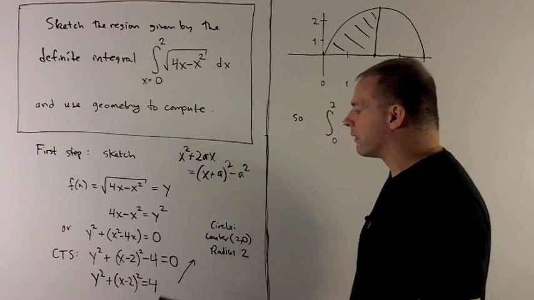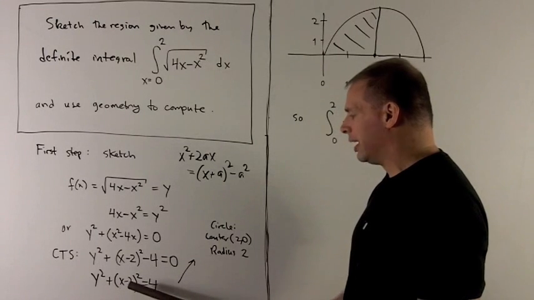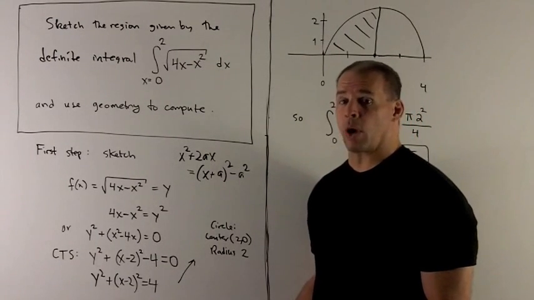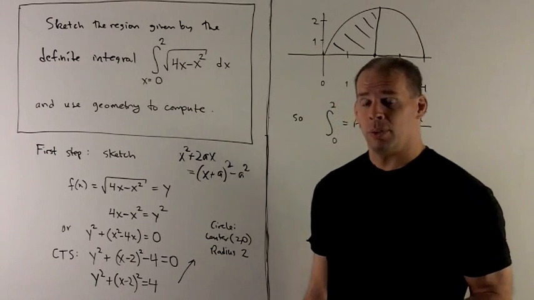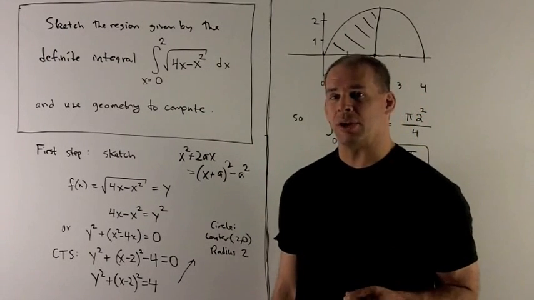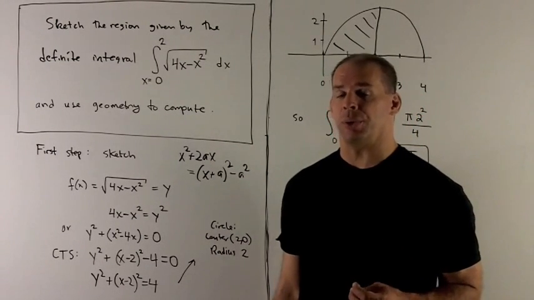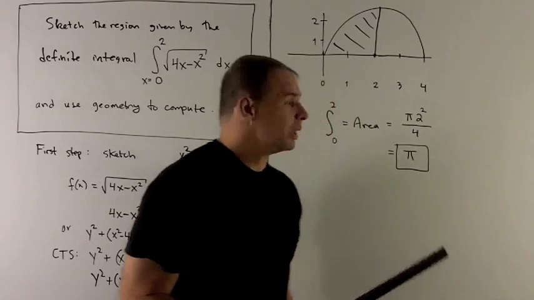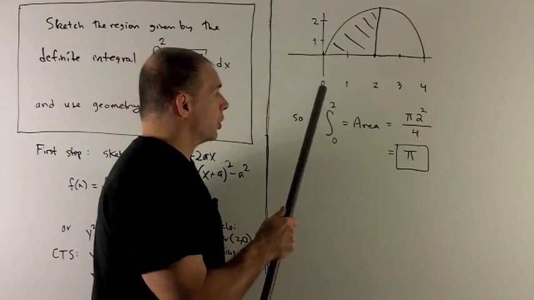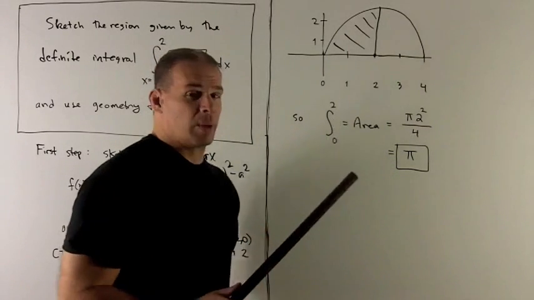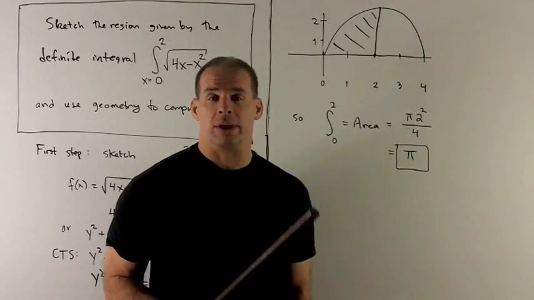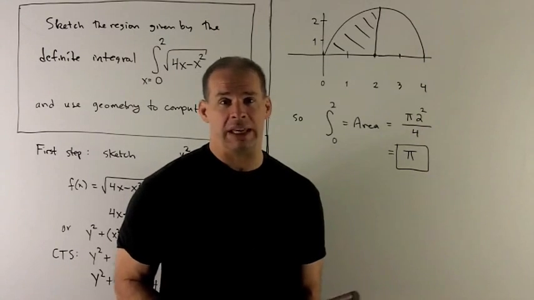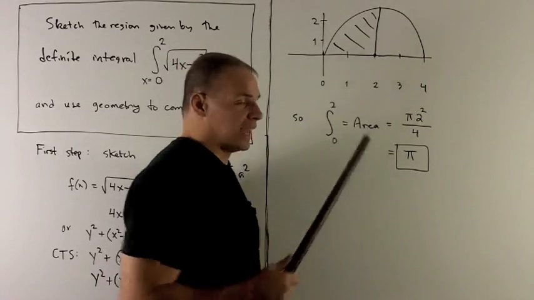Now I push the 4 over, and now I'm looking at the circle: x minus 2 squared plus y squared equals 4. So we have a circle with center (2, 0) and radius equal to 2. So we can sketch the graph. Notice we're only taking the top because we have the square root. The square root only returns positive values. Positive values coming out of a function means you're only above the x-axis.